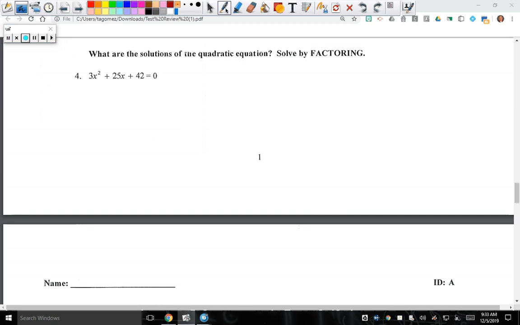Okay, so number 4 on the non-calculator is asking for what are the solutions? What are the answers? What are the x-intercepts? What are the x-equals of the quadratic equation? And we're going to solve by factoring.